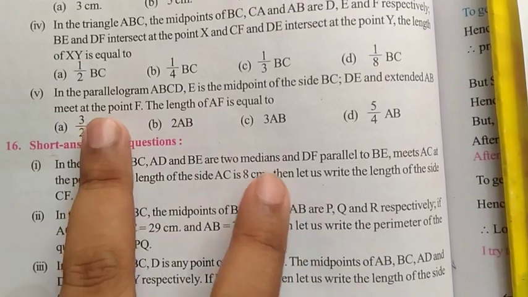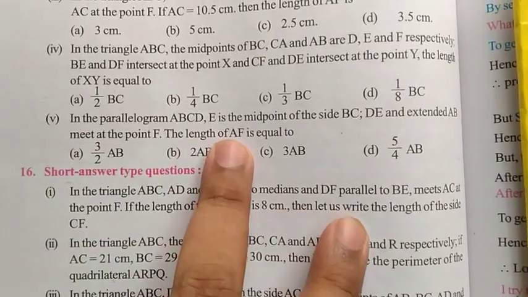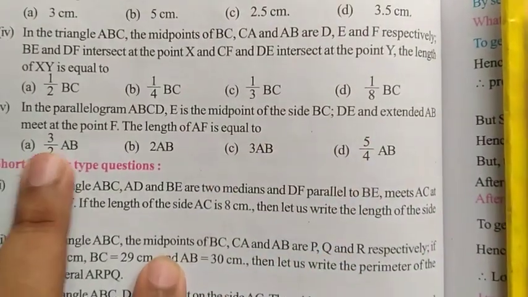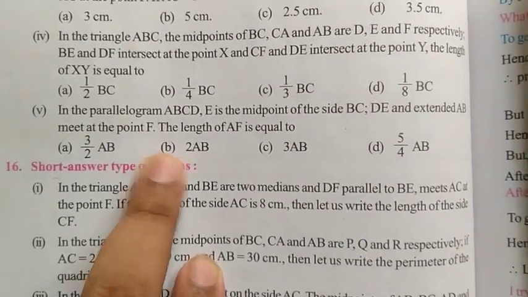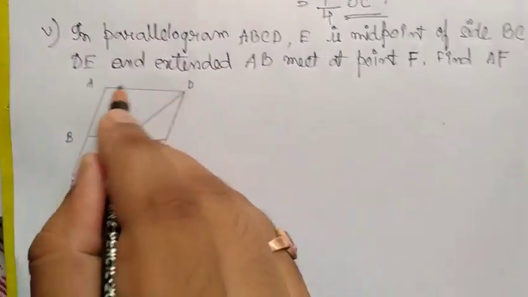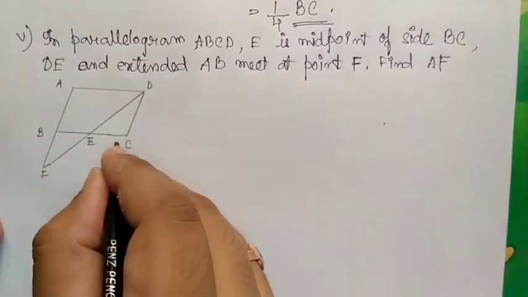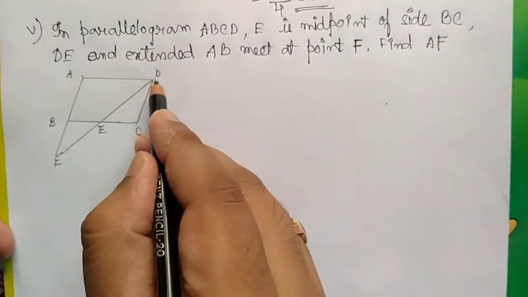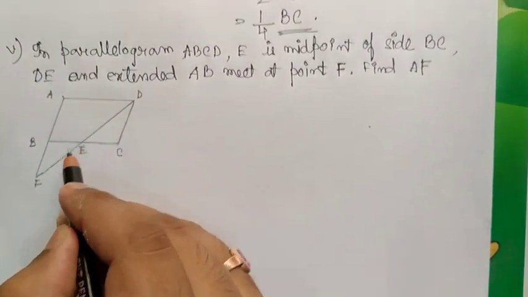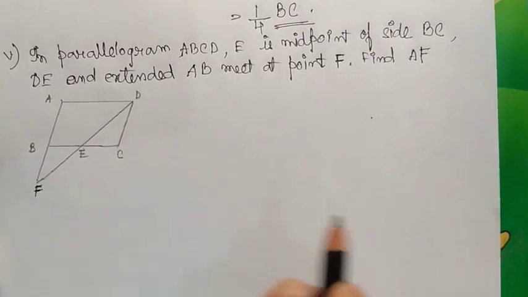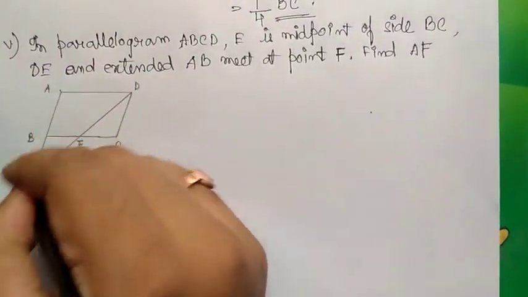Sum number 5. In the parallelogram ABCD, E is the midpoint of the side BC, and DE and extended AB meet at the point F. Find the length of AF. This is the parallelogram ABCD, E is the midpoint of BC, and AB and DE are extended, which meet at point F. We have to find the value of AF.